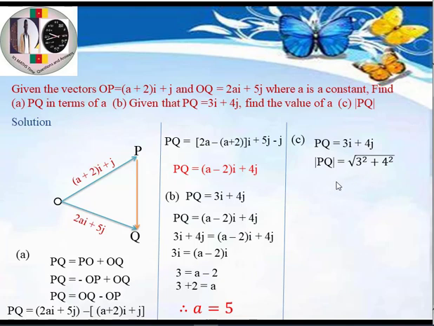So for this, the magnitude of the vector PQ will be the square root of 3 squared, which is 9, and 4 squared, which is 16. So 9 plus 16 gives 25. So the magnitude is the square root of 25. But we know the square root of 25 is 5. So the magnitude of PQ is 5.